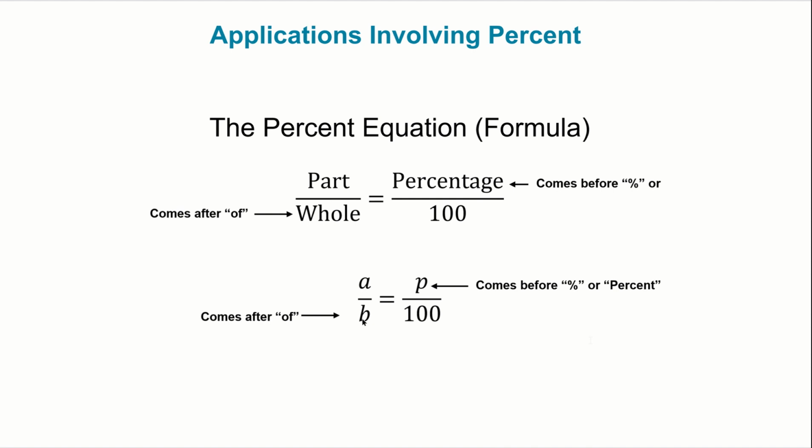Here, the easiest ones to locate in whatever question you're being asked are the B and the P, because this B always comes after the word of, and the P always comes before the word percent or the symbol of percent. So if we keep that in mind, we can handle pretty much any kind of simple percent problem they throw at us. Let's take a look.